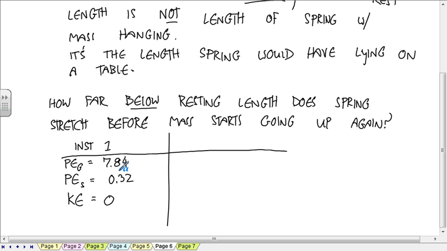And now at the bottom, we don't know what H is, but we know that the gravitational potential energy is going to be 98.1 H. Please stop me if you don't follow something. The spring potential energy is 1/2 times 100 times H squared, so I'll just write that as 50H squared. And what's the kinetic energy? Yep.